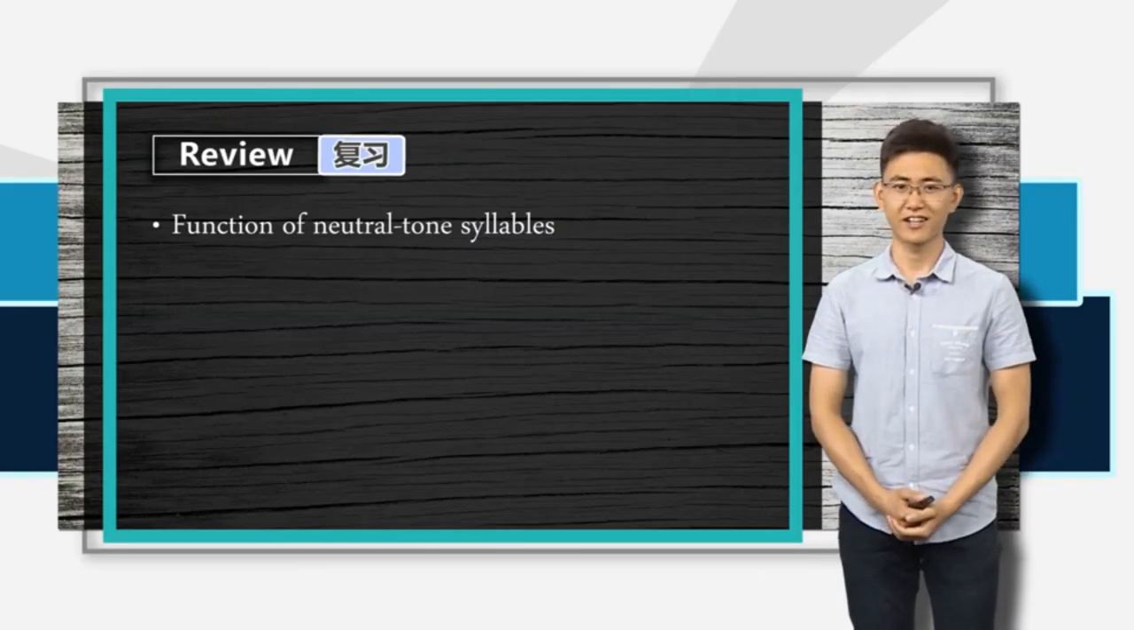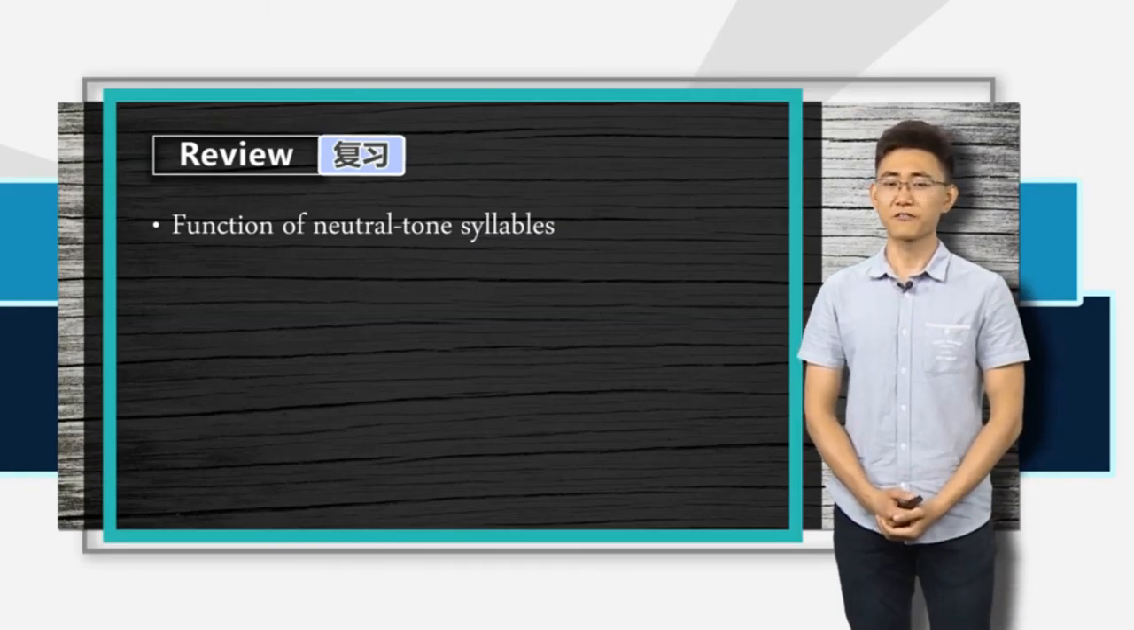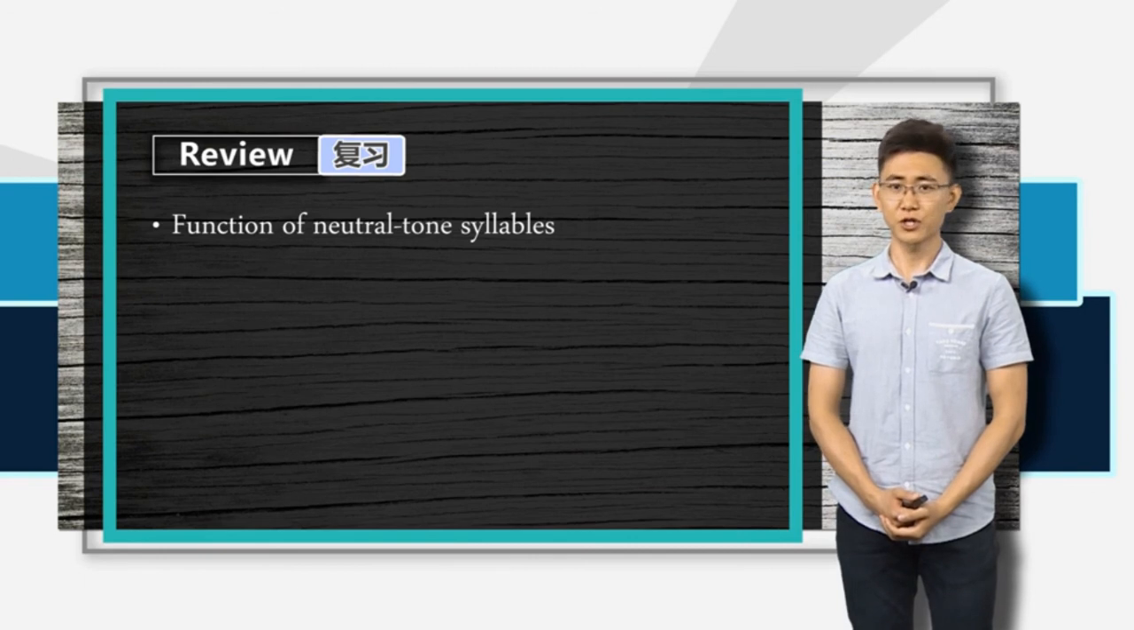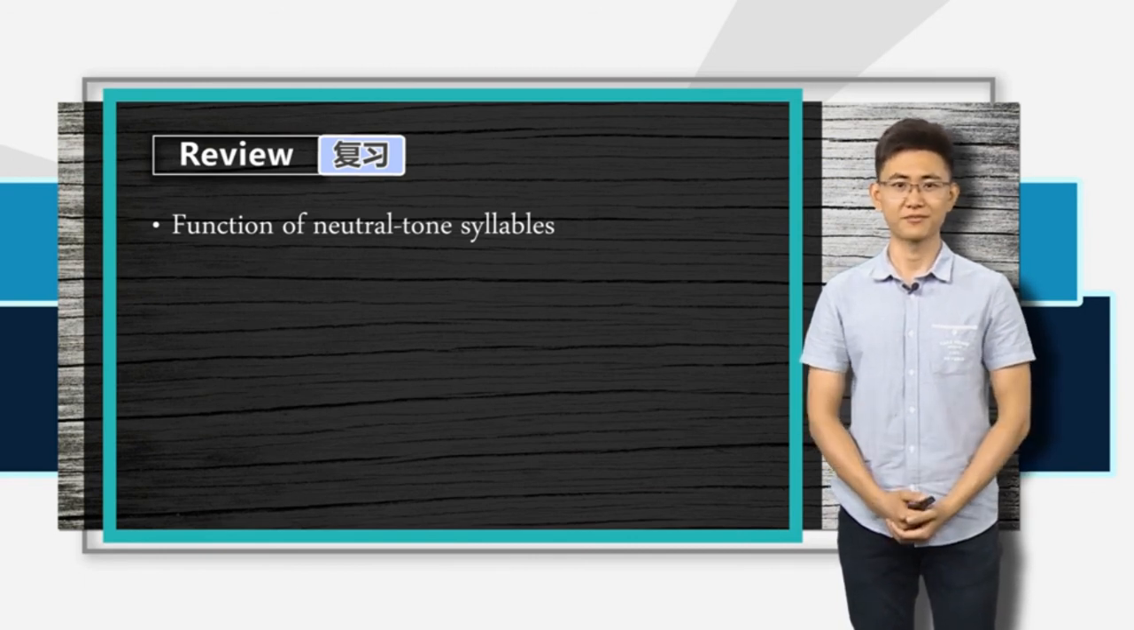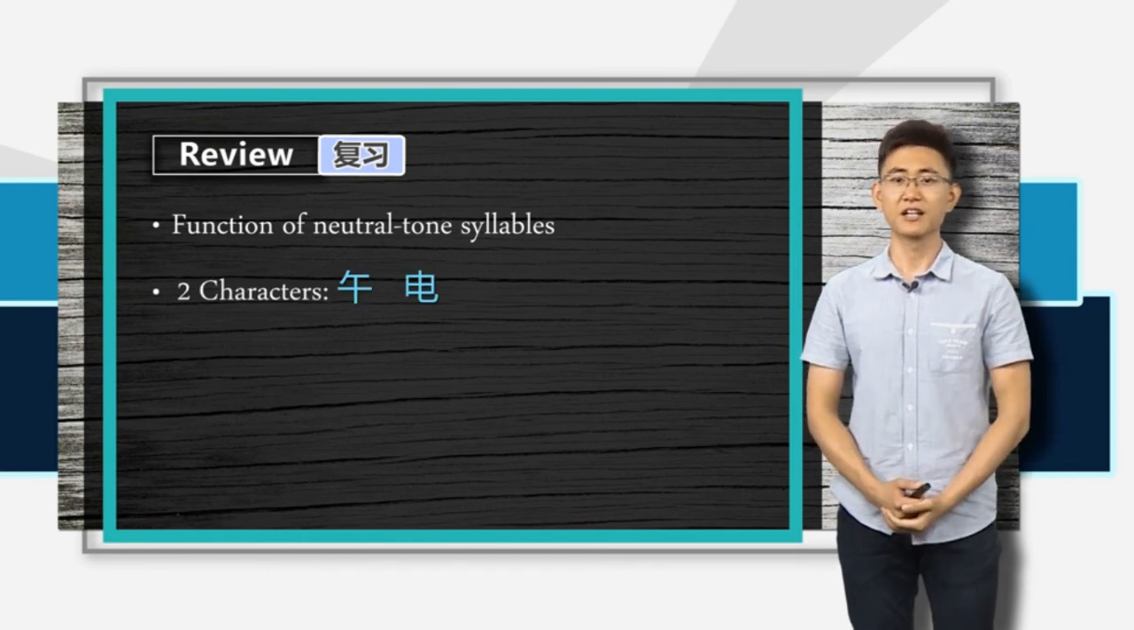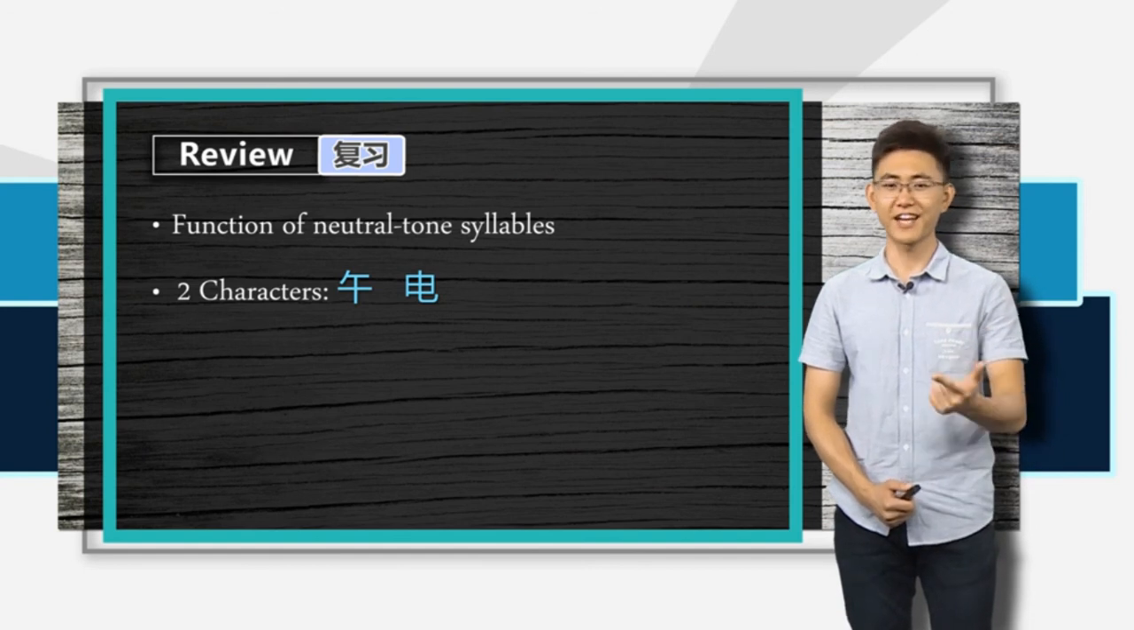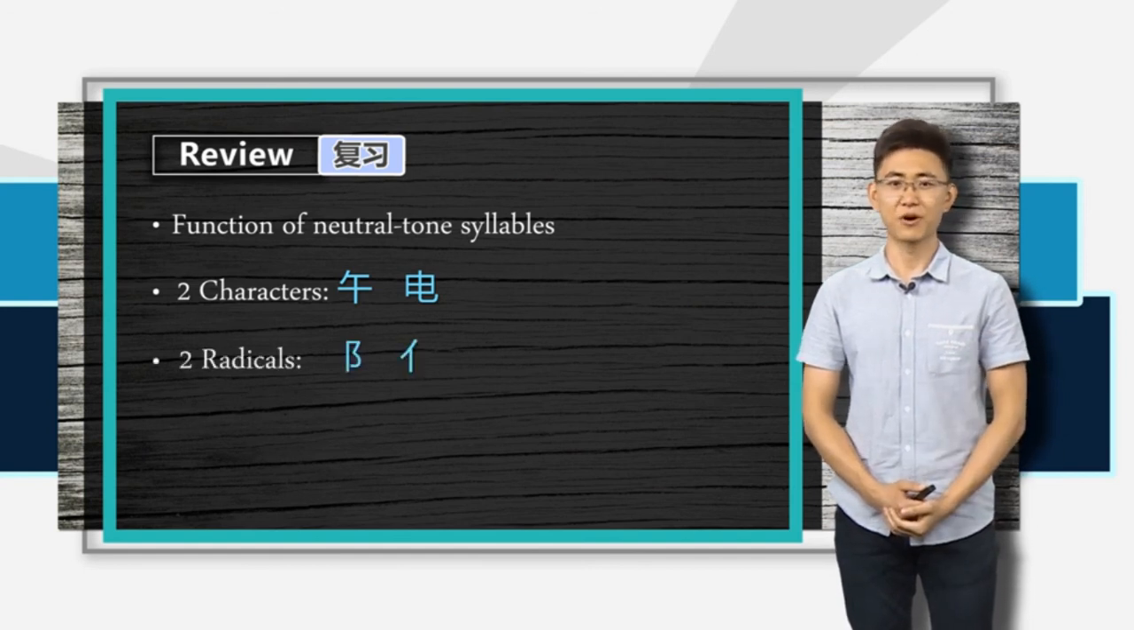Let's have a brief summary. Today, we've learned the function of the neutral tone syllable, that is, to distinguish the meaning. And we've learned two single component characters. They are 午 and 电. And we've learned two radicals, 耳刀旁 and 单人旁.